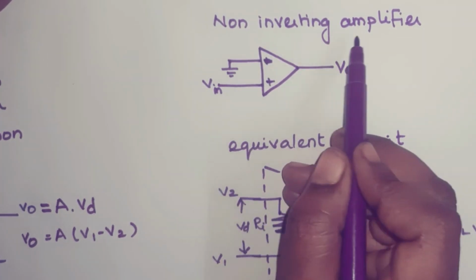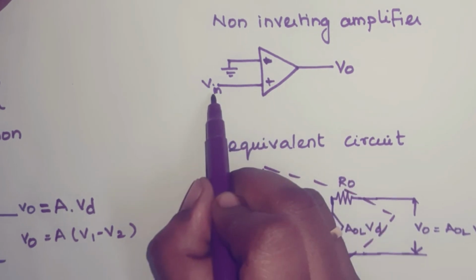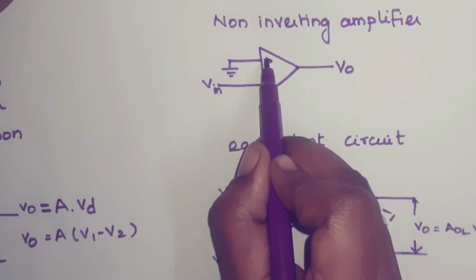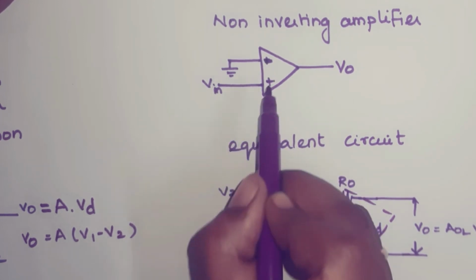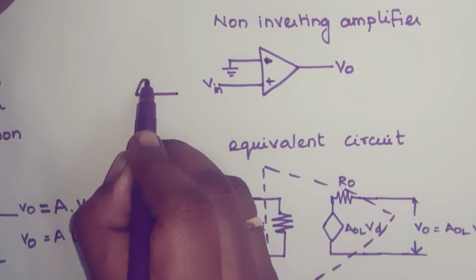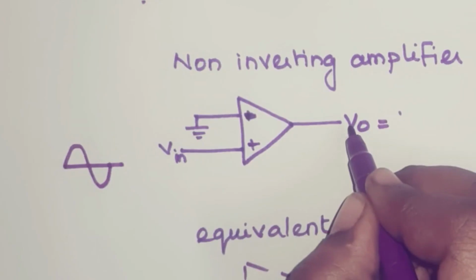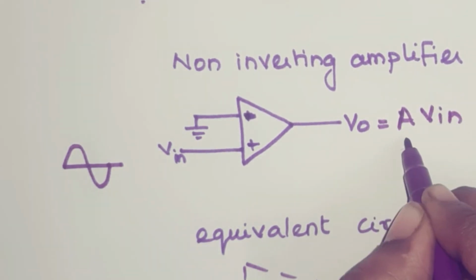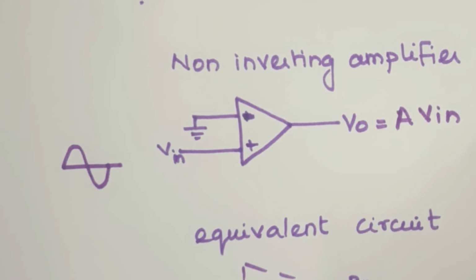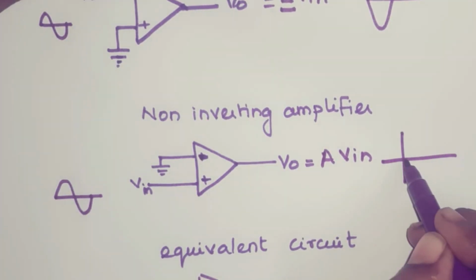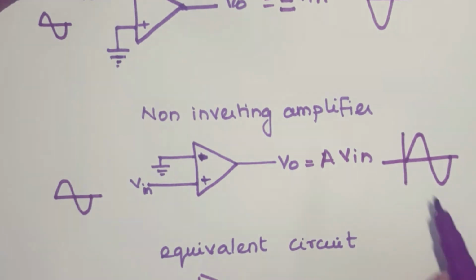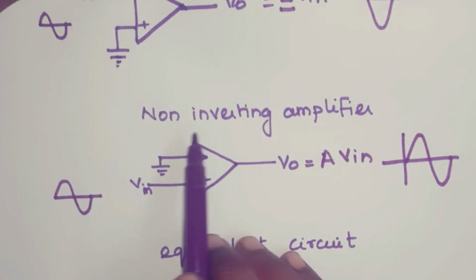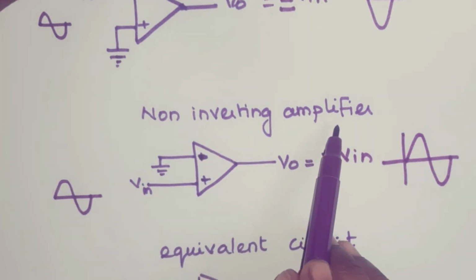Next one, non-inverting amplifier. Here the input is applied at the non-inverting terminal of the operational amplifier and your inverting terminal is grounded. Here if you are applying a sine waveform, you get output V0 is equal to A into Vin. A is the open loop gain and you get the waveform like this. It amplifies the input signal and it is in phase with the input signal. There is no phase difference. This is called non-inverting amplifier.